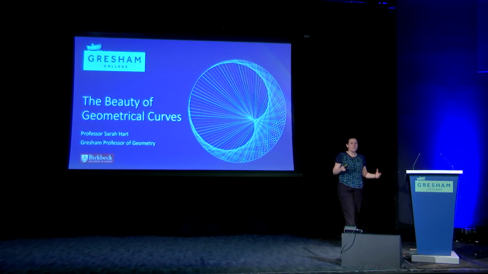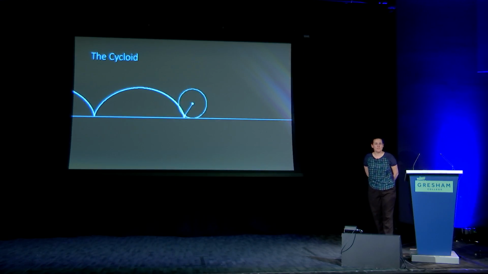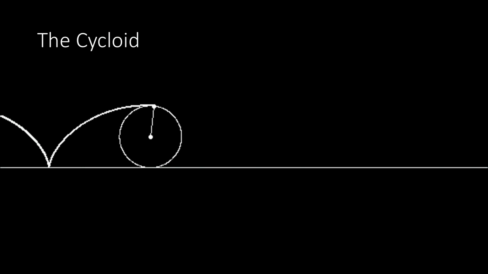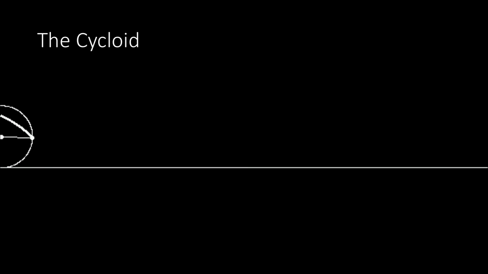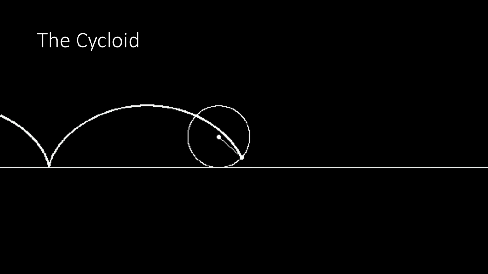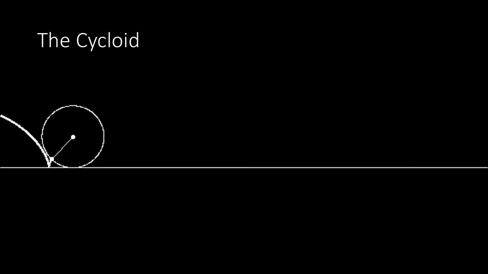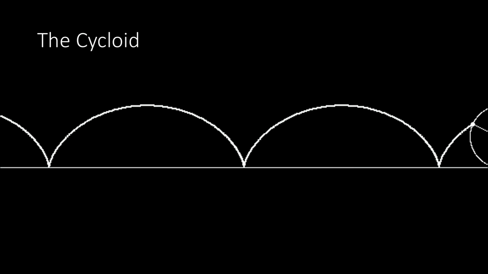So the first curve we're going to look at, first of these roulette curves, is the cycloid. And this is made by a circle rolling along a straight line. So we think of a wheel rolling along a road, and we're following the path of just a point on the rim of the wheel, on the circumference of the circle rolling along. And we can see that as it rolls, we get these arch-like curves being produced, and that's the cycloid.